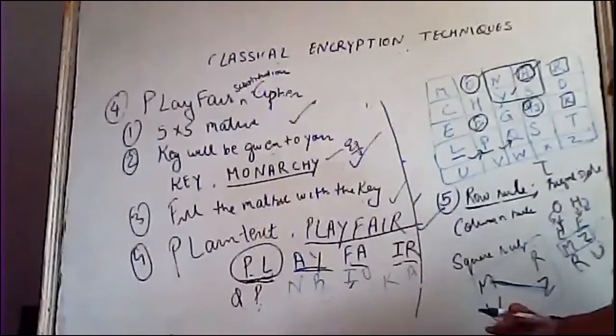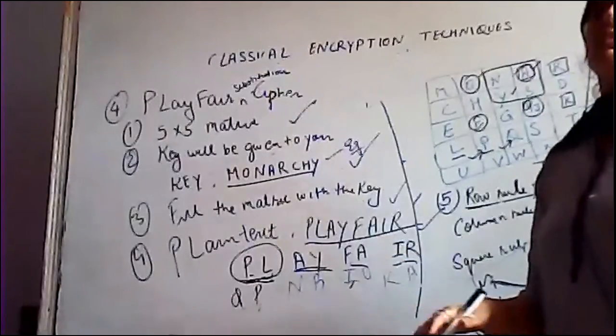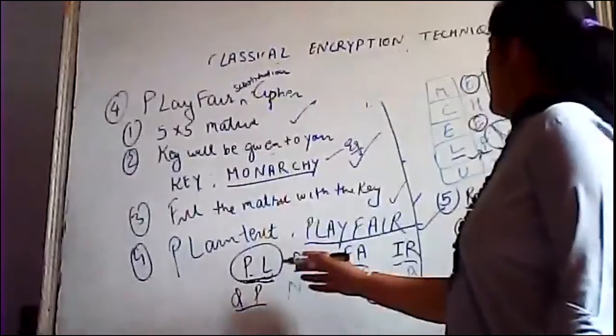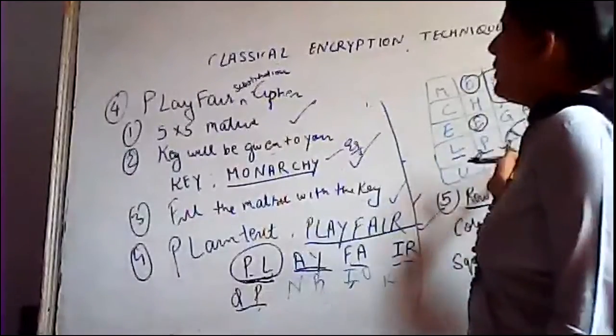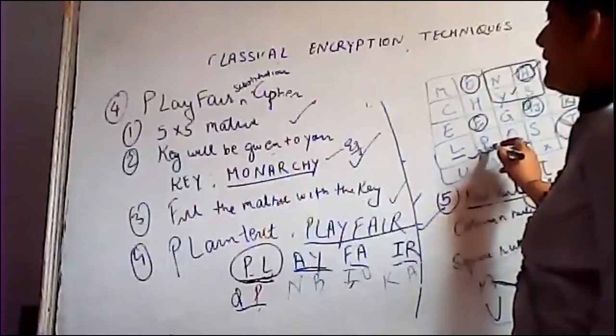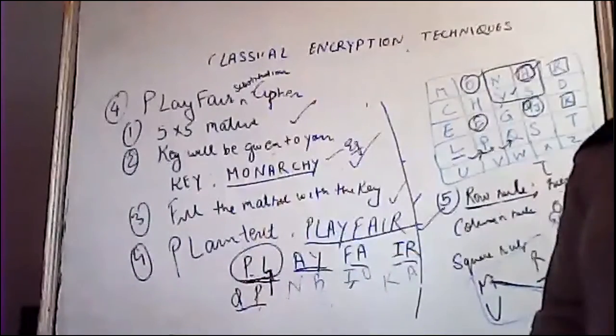Fine. So if you want to decrypt that particular element, again that rule will be the reverse rule. Reverse rule is like you will be given that QT. Here you are moving to the right side, you will move to the left side. So corresponding to Q, you will have P. Corresponding to P, you will have L. So this is how you can decrypt that.